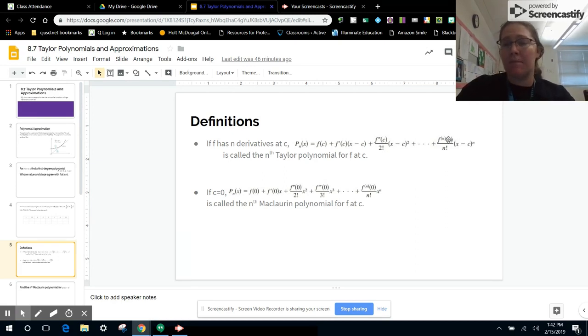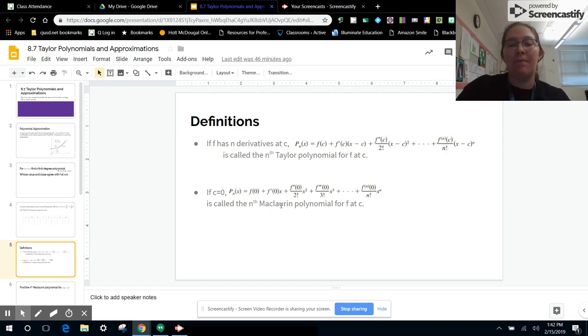c is going to be some number, whatever number we are centered around. And this is called an nth Taylor polynomial for f at c. Now, if c is centered around 0, this is called a Maclaurin polynomial. Maclaurin is just a special case of a Taylor polynomial. So for that, we have f of 0 plus the first derivative of 0 times x plus the second derivative of 0 times x squared. And so this becomes my Maclaurin.